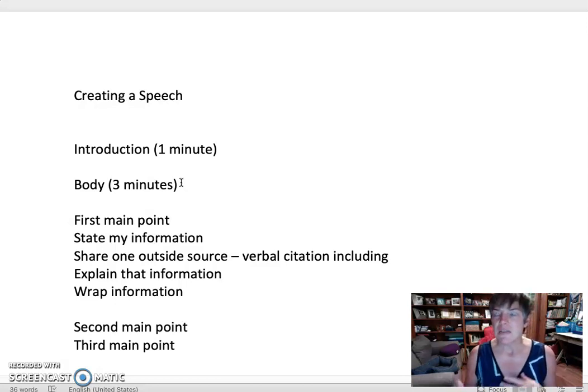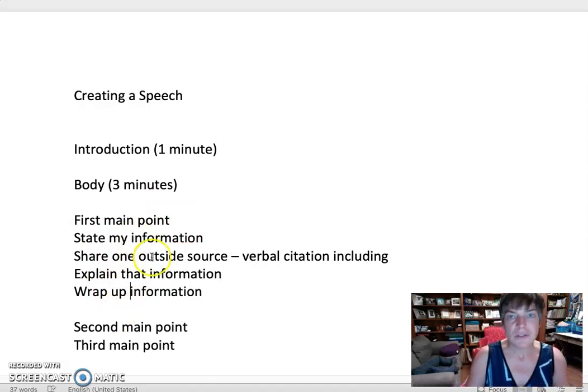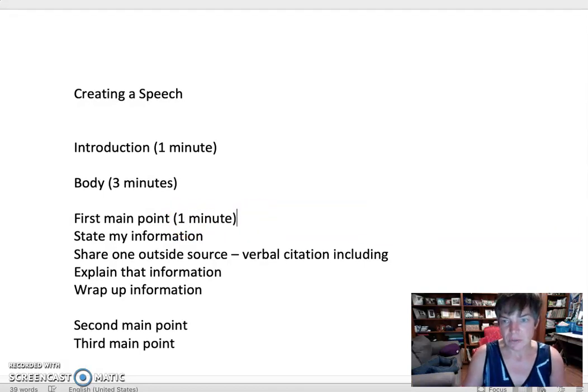How did that information prove your point or expand your information? And then wrap up that information with some way that makes that main point feel over. And then you'll do that for all the main points. It's not a lot of time, so 1 minute can go very fast. So again, don't feel like you've got to take on the world.